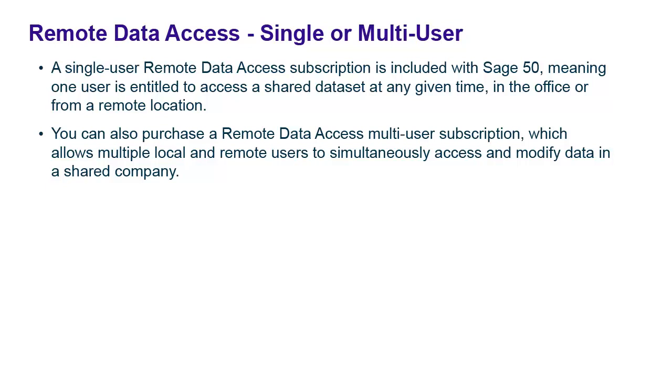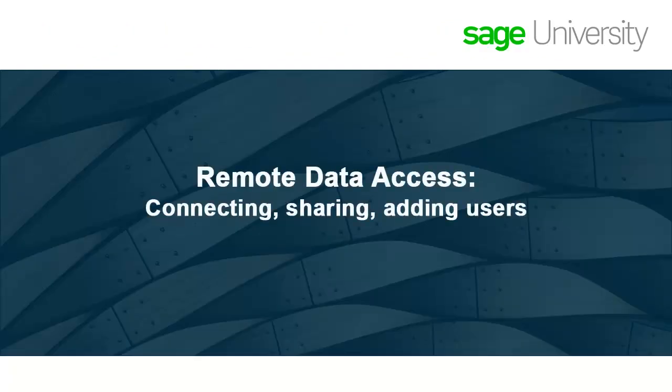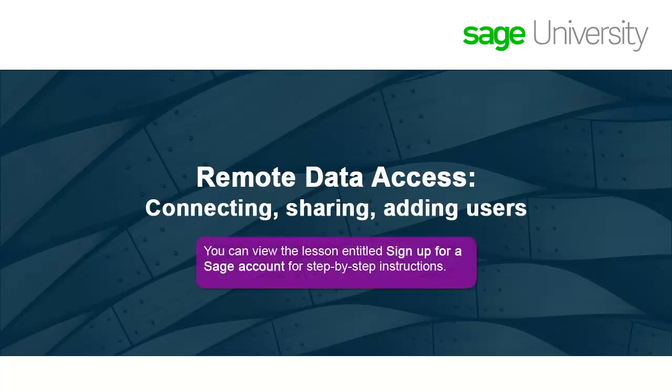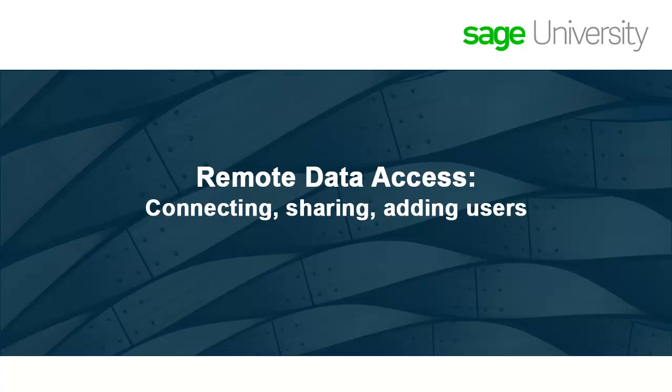Let's take a look at the process. As with all connected services, before you can use Remote Data Access, you must first connect to your Sage account. If you have not created a Sage account yet and would like to understand that process, you can view the lesson entitled Sign Up for a Sage Account for step-by-step instructions. In this lesson, the Sage account has already been created, so we are ready to connect to Remote Data Access, share the company, and add users.